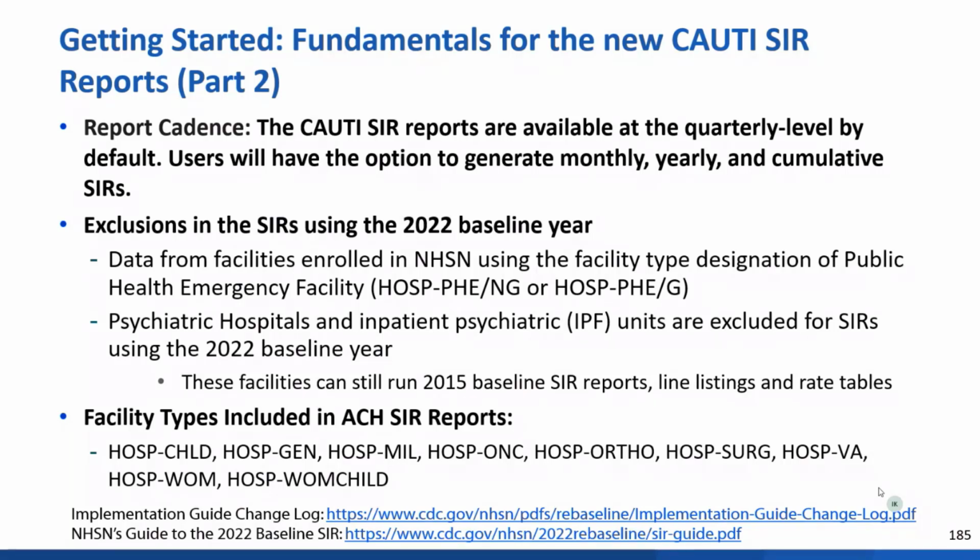For acute care hospitals, the following facility types are included in the SIR reports under the 2022 baseline. So they include children's hospitals, general hospitals, military, oncology, ortho, surgical, VAs, women, and women and children's. And this level of granularity ensures that the CAUTI SIR reports remain relevant and appropriately benchmarked based on facility characteristics and patient populations. You can find additional information on these changes under the implementation guide change log linked on this slide.